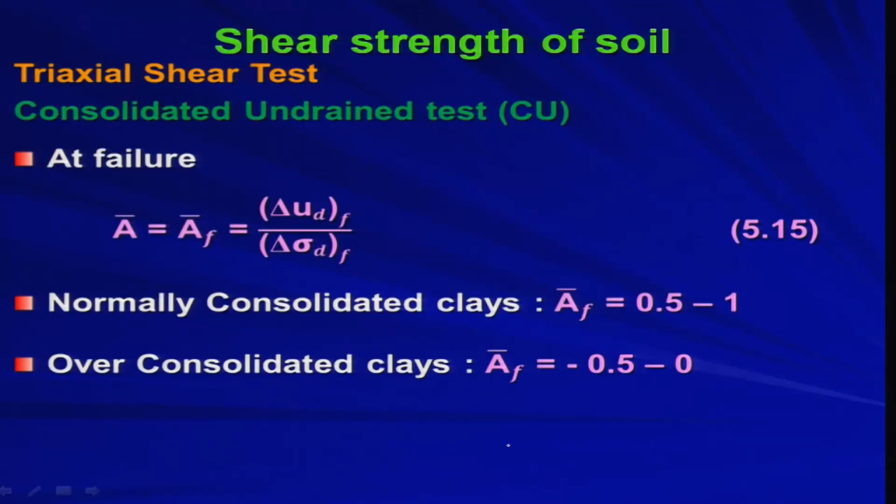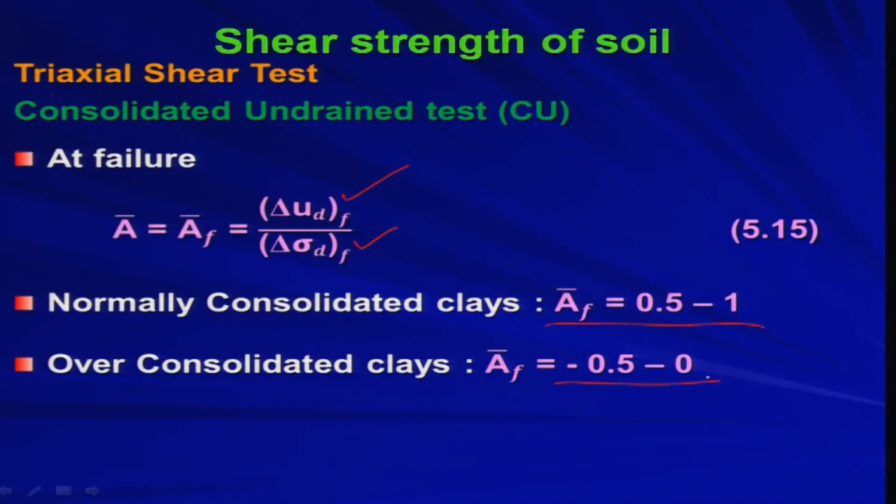Now, at failure, in case of the consolidated undrained test, A bar is equal to delta UDF by delta sigma dF, where delta UDF is the pore water pressure developed at failure and delta sigma dF is the deviatoric stress at failure, right. So, for normally consolidated clay, AF generally varies from 0.5 to 1. That means, if it is 1, the pore water pressure is equal to the deviatoric stress, right. Whereas in case of over consolidated clay, A varies from minus 0.5 to 0. Why minus 0.5?